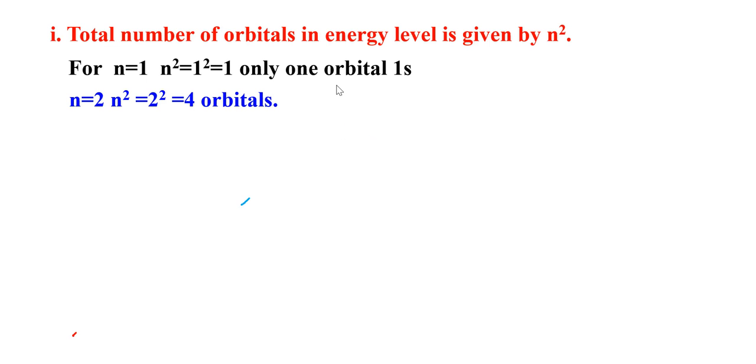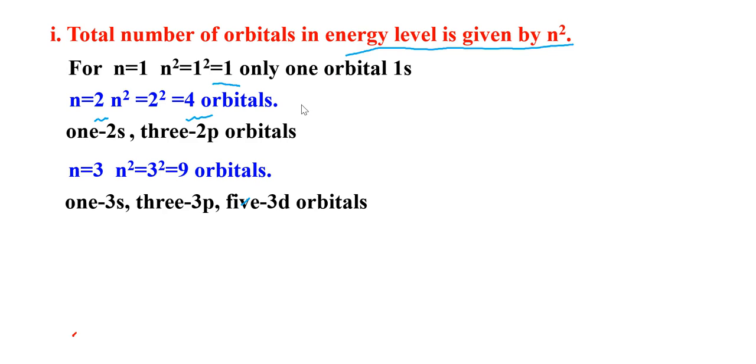Similarly, the total number of orbitals in an energy level is given by n square. For n equal to 1, total orbitals are only 1. For n equal to 2, total 4 orbitals are there.